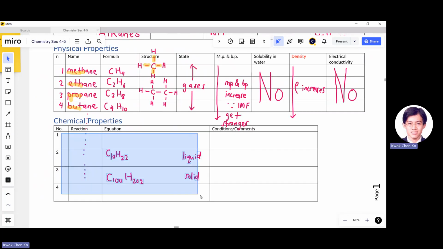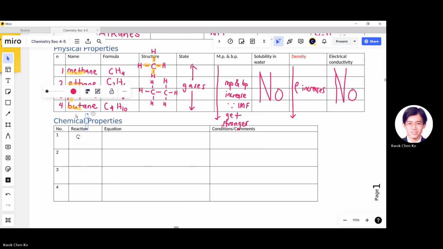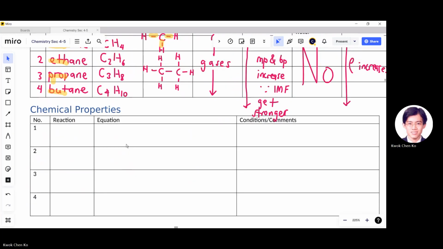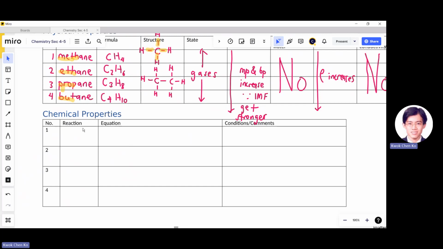So alkanes are the simplest organic compounds. Okay, tell you. Instead, they will likely ask the reactions. Okay, good news. Only 3 reactions to know, or 3 chemical properties. Okay, first one, combustion. Now, it's very simple. Combustion is burning.